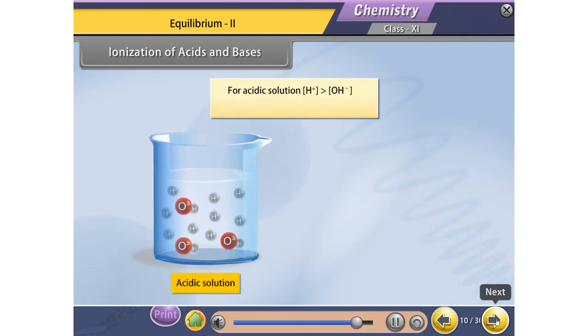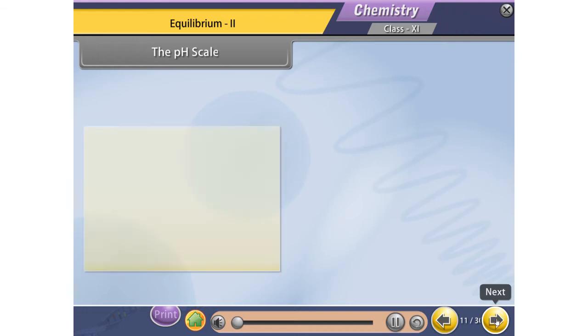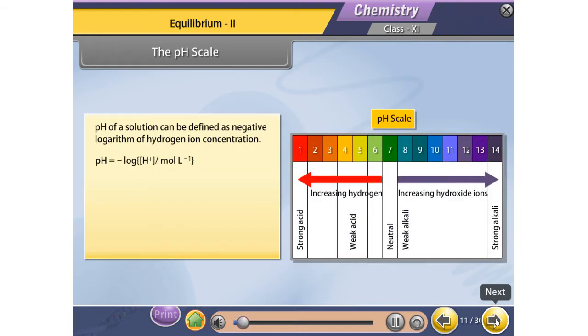For an acidic solution, concentration of H+ is greater than concentration of OH-. For a basic solution, concentration of H+ is less than concentration of OH-. The pH scale. The pH of a solution can be defined as the negative logarithm of hydrogen ion concentration. For neutral water at 25 degrees Celsius, pH is equal to minus log of 1.0 times 10 raised to the power minus 7, which is equal to 7.